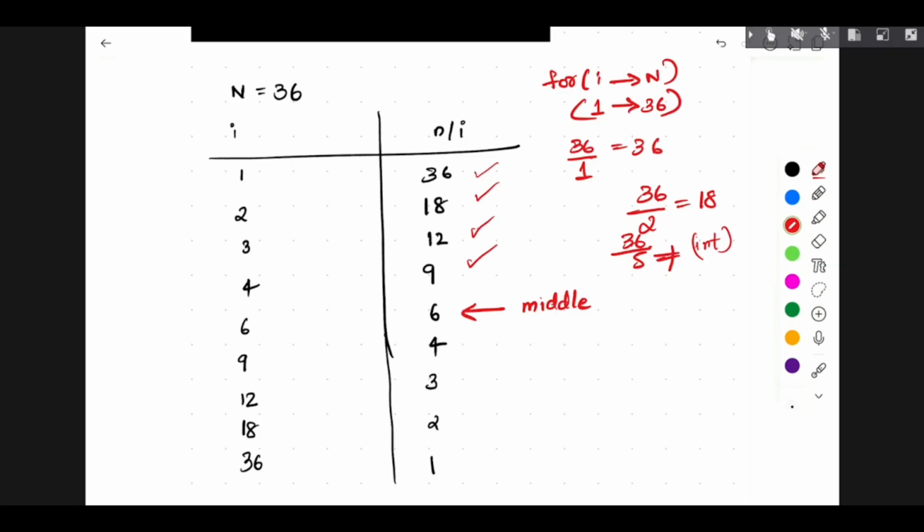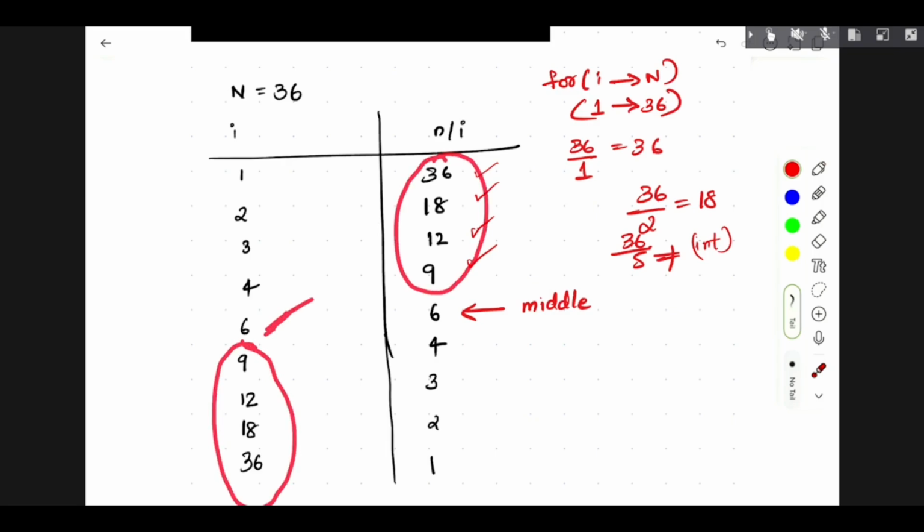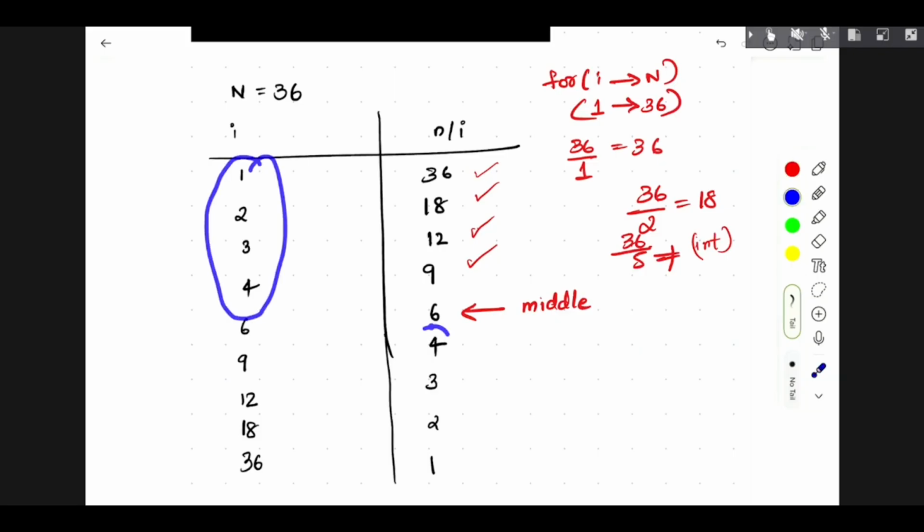And after the middle point, what we observed? We observed that, see, it is repeating. As you can see, right? These and these both are similar, right? Similarly, these and these both are the same, right? Then why are we doing it again and again? We only need to do it once, right?